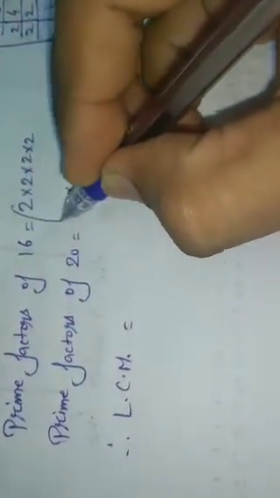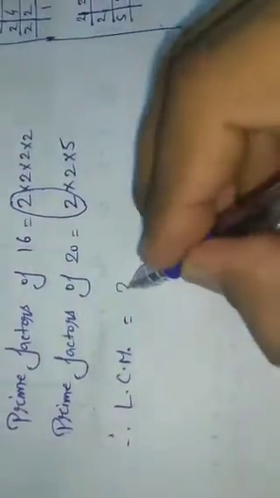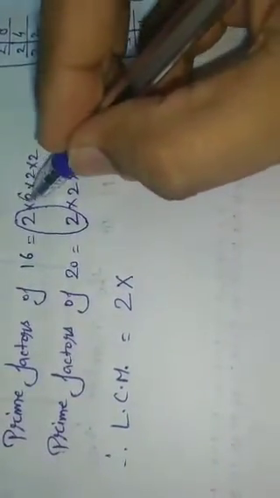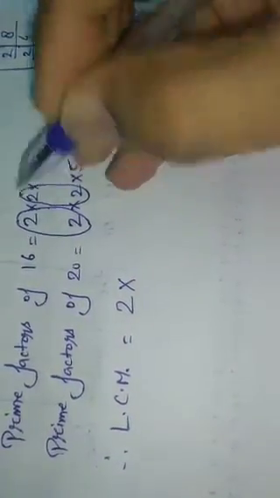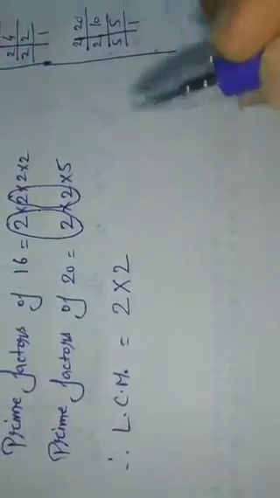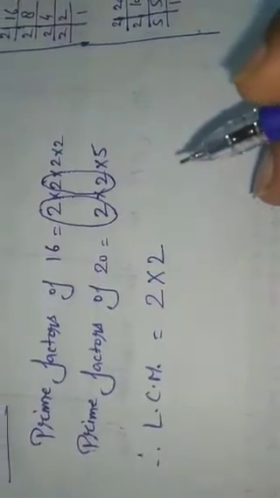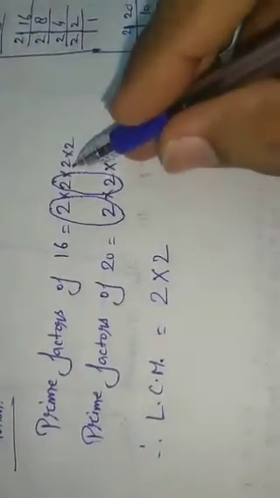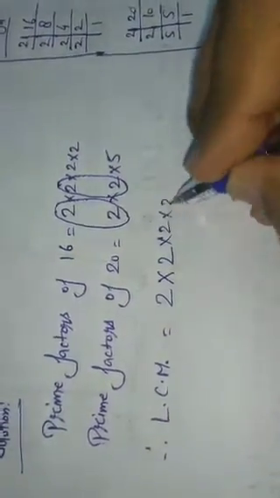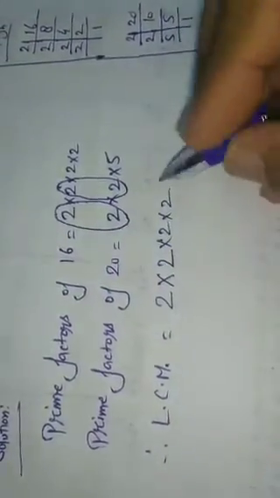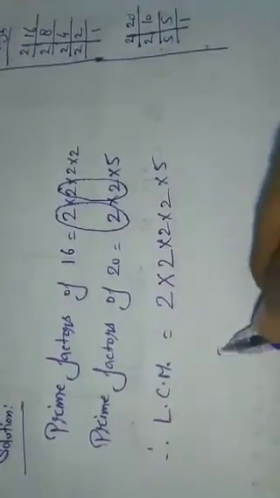Now look here, how can we get the LCM, lowest common multiple? First you will check the common factor. Here the common factor is 2, and 2 again, so we will take 2. Common factors, you have to note only once. Then the remaining factors: 2 into 2 in 16, and in 20 the remaining factor is 5, so you will write 5. Now you will multiply it.